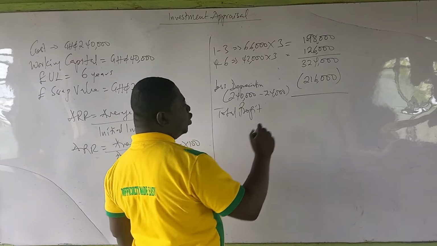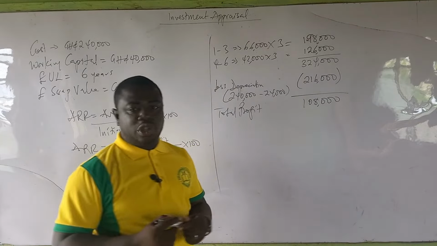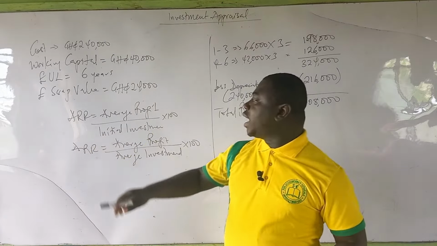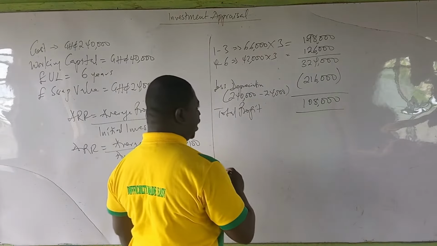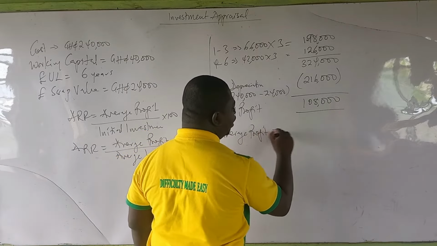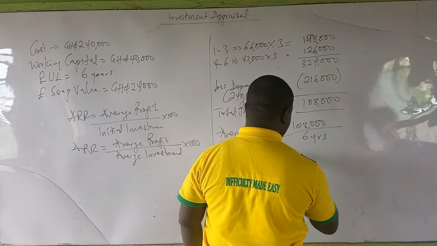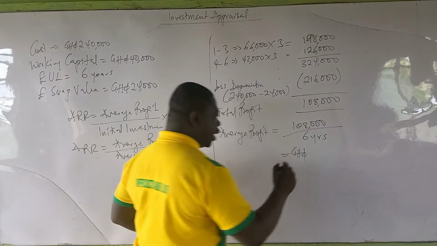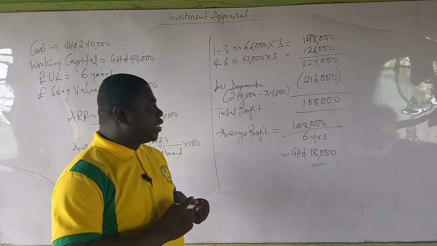And so your total profit is going to be 108,000. Okay, so now we have the total profit for the entire 6 years to be 108,000. But the formula requires that we use the average profit. So now that we have the total profit to be 108,000, we can find our average profits. And our average profit is going to be 108,000 divided by 6 years. And therefore, our average profit that is to be used to find the accounting rate of return is 18,000 Ghana cedis. 18,000. So this is our average profit.